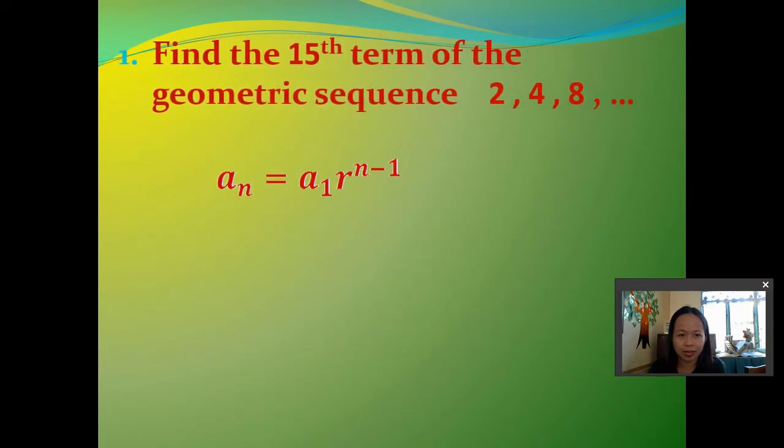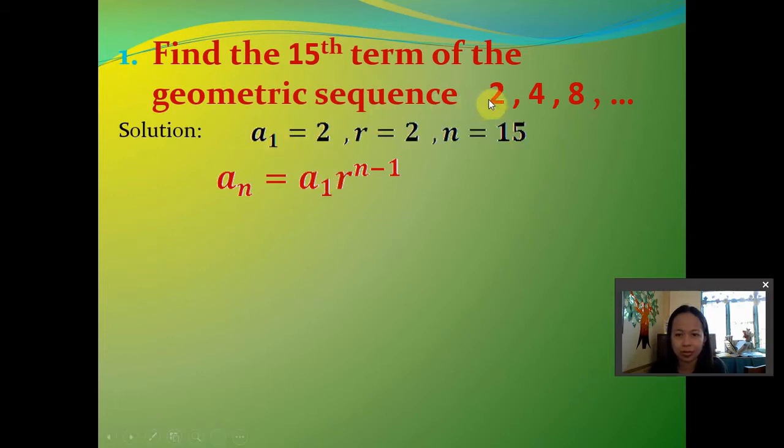So using this nth term of a geometric sequence, we are going to try to find out the 15th term of the geometric sequence 2, 4, 8. Again, we will be looking for the 15th term. Given that our first term is 2, our common ratio is 2. How did we get 2? That is simply dividing the second term by the first term, 4 divided by 2, that is 2. Or divide the third term by the second term, 8 divided by 4, and that is also 2.